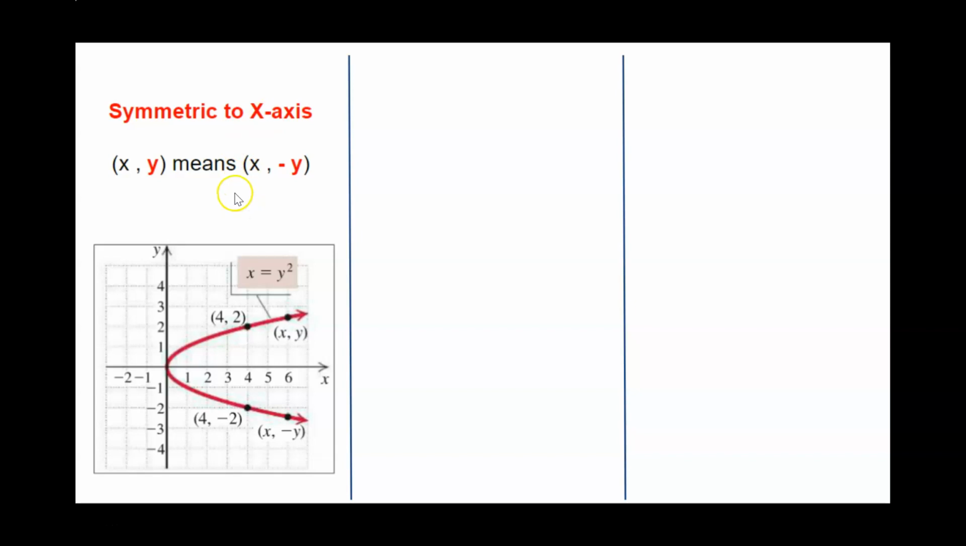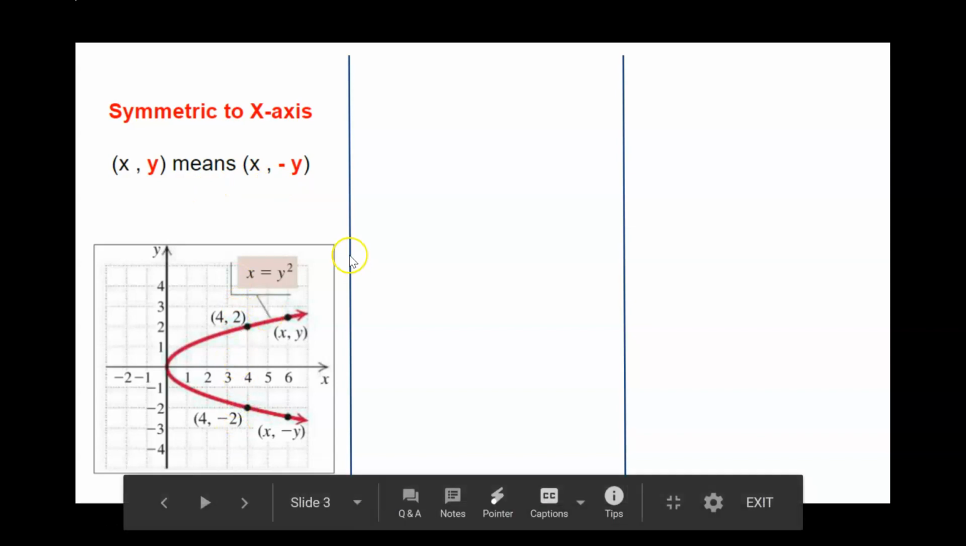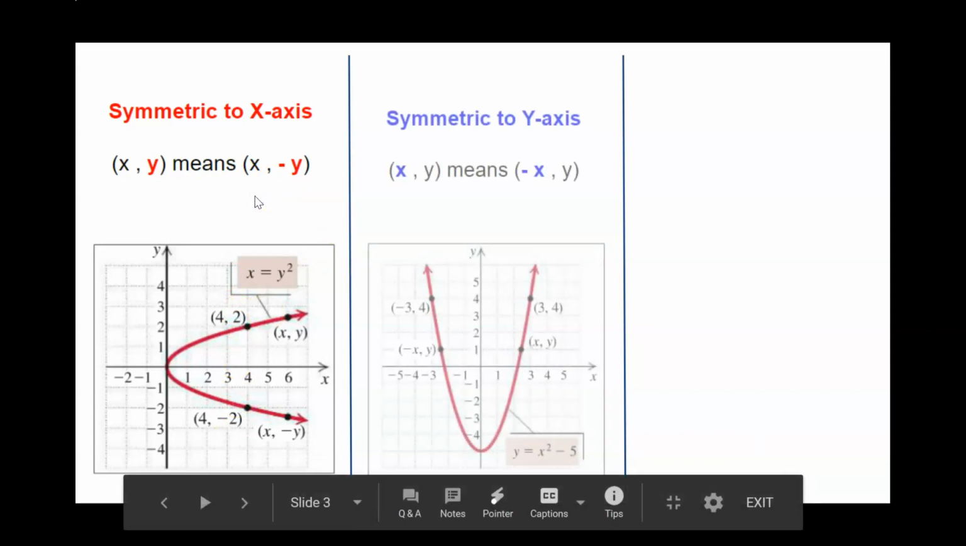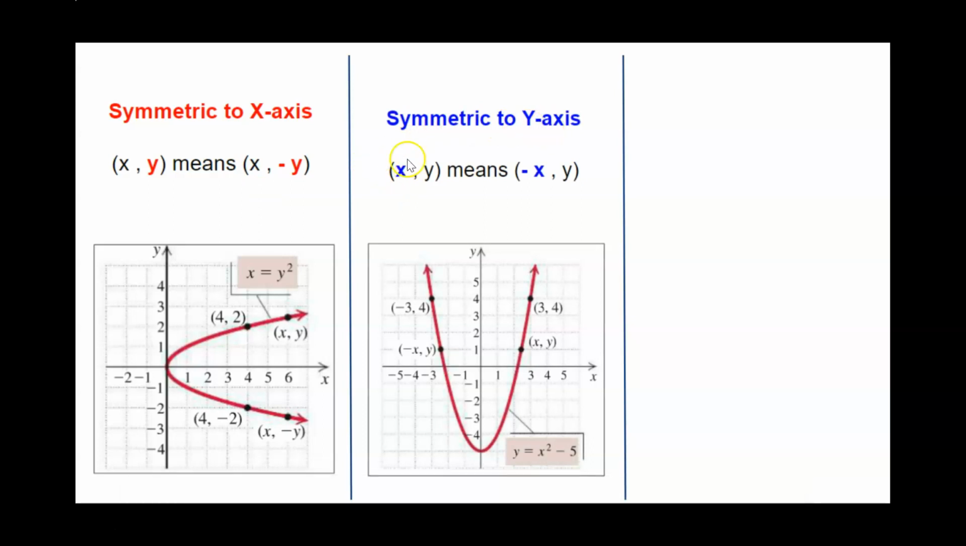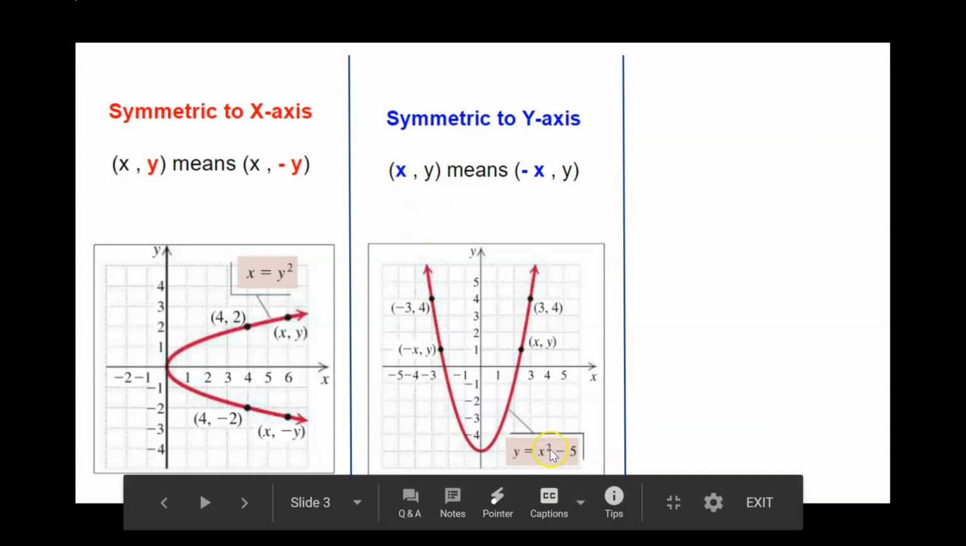So to be symmetric to the x-axis, all we're doing is looking at the y's in the ordered pair and seeing if it flips as far as the sign change. Positive to negative, negative to positive, whatever the case may be. To be symmetric to the y-axis, we're looking at the x's now. So if the x was once positive, now it's negative, or if it was negative, then it becomes positive, then we know that the function x squared minus 5 is going to be symmetric to the y-axis.